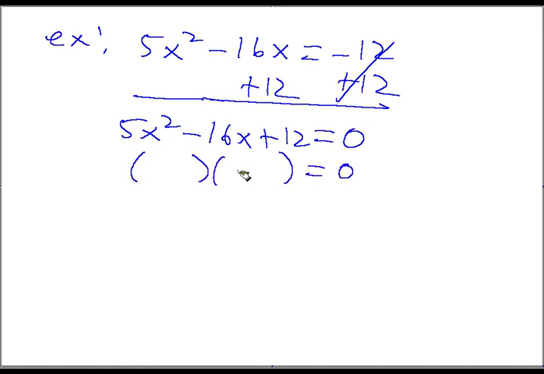So let me turn this into two binomials here. 5x squared, that's what? 5x and x for 5x squared. Can we see that? All right? For the 12, I'm thinking of either 2 and 6 or 3 and 4.